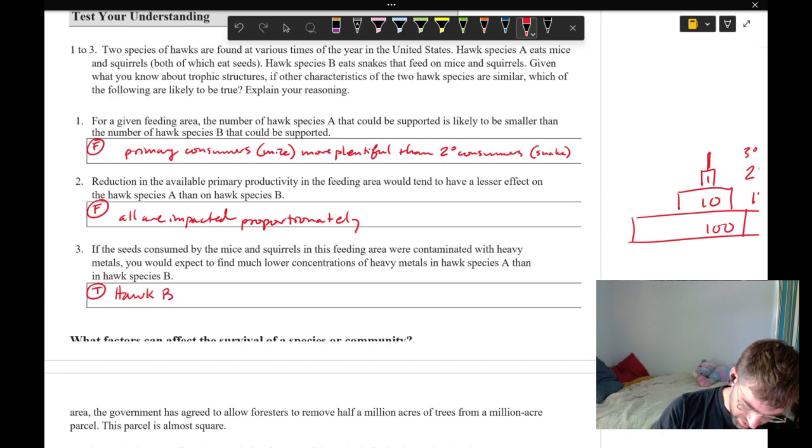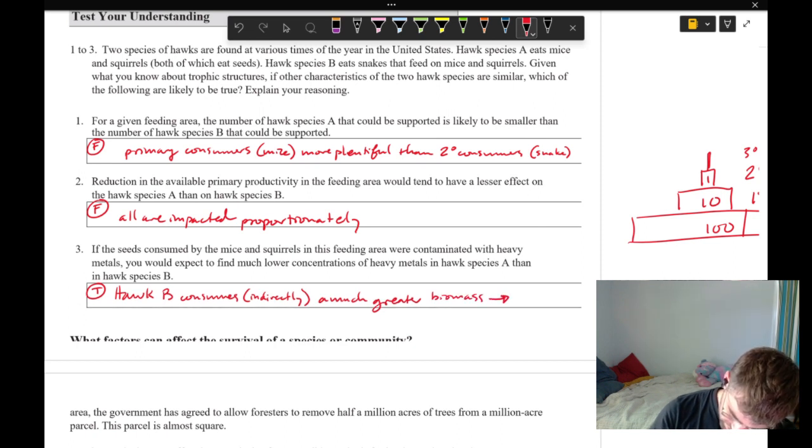So hawk species B consumes indirectly a much greater biomass, which leads to high concentration of heavy metals.